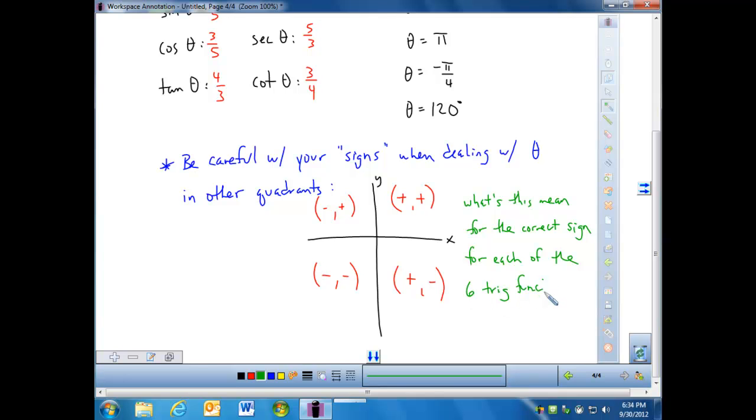Since you're using the x and the y's for these different functions, having a negative in a particular quadrant is going to make that function negative. Having a couple negatives might make it positive. So again, refer to that.